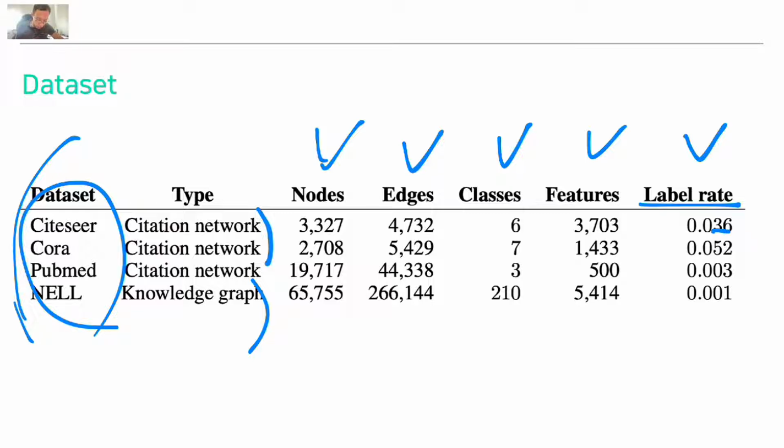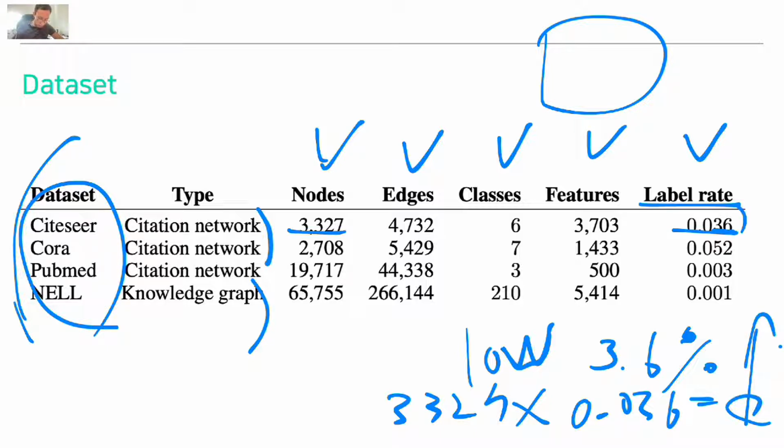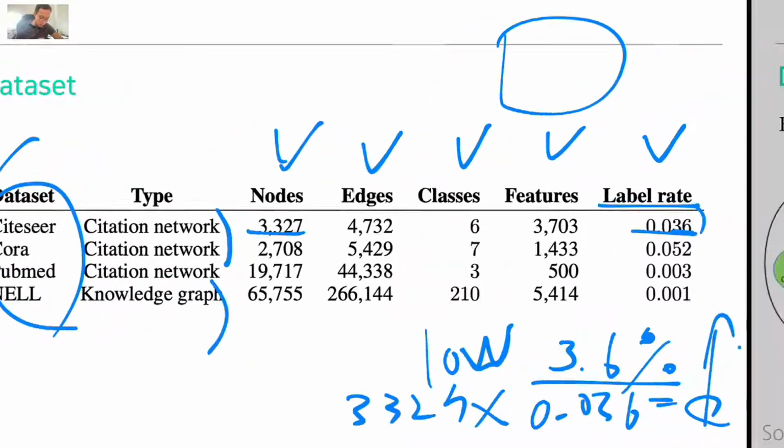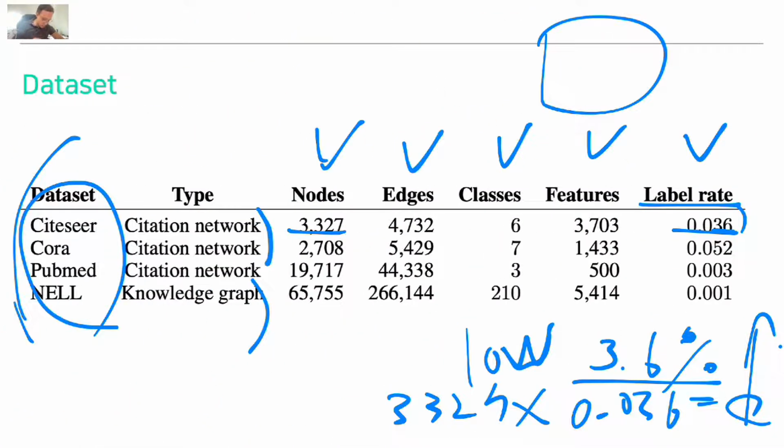So considering 3.6, this is 3.6%. This is a pretty low percentage, right? So assume that when we multiply, 3 times 27, and get some value, right? But this is very small, and just 3.6% is labeled for the training. So that's why this task is very hard. And when we see the Cora data set, the citation data set, this is the smallest one.